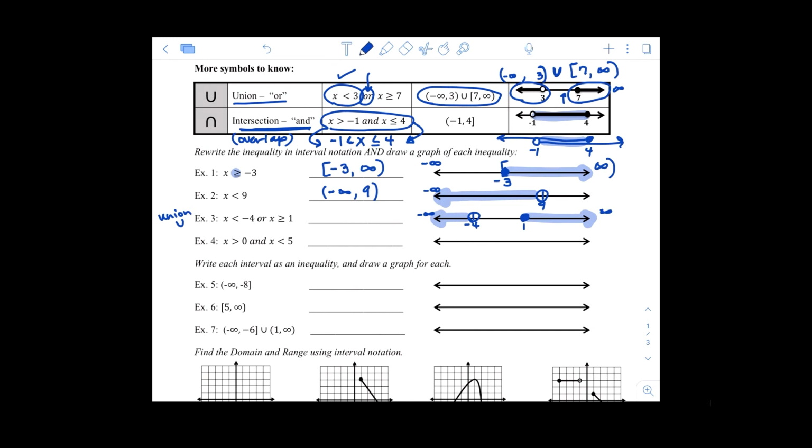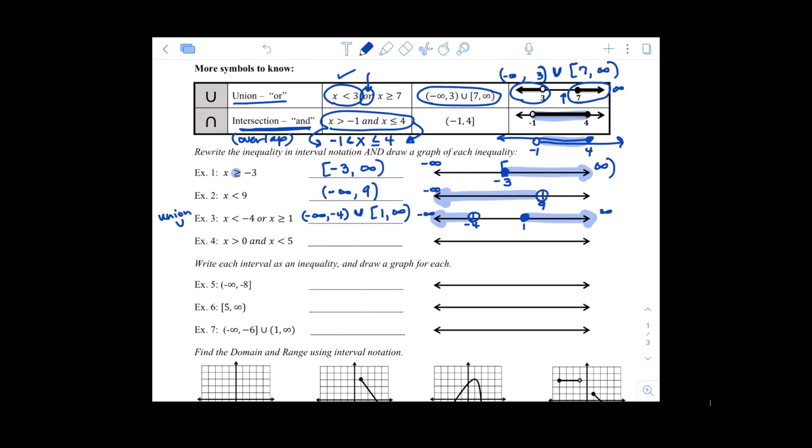So from left to right, we would have negative infinity all the way to negative 4 with a parentheses, because it doesn't have a closed circle, it's open, union, bracket, 1, comma, positive infinity, parentheses. The 1 got the bracket because it was closed. It was included. Number 4.